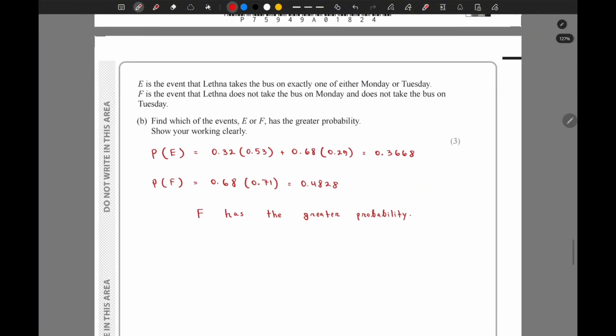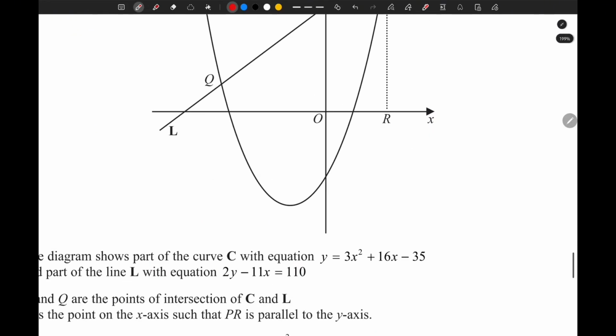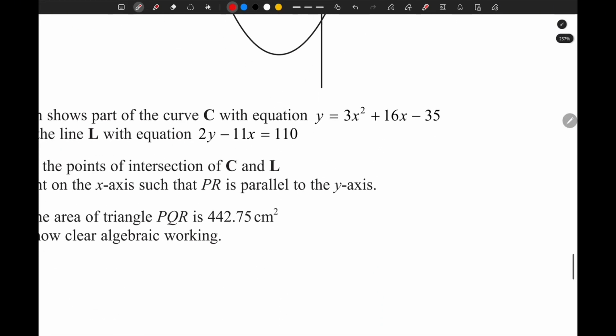So that is the answer to this question. Now moving on to the next question. The diagram shows part of the curve C with equation this and part of the line L with equation this. So line L is given in this form. Let's make y the subject for line L. So if we make y the subject, we get 11 over 2x plus 55.